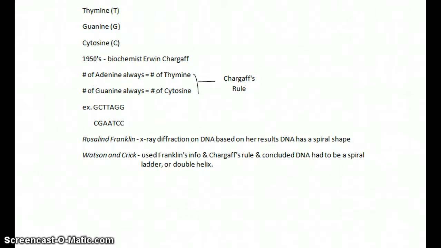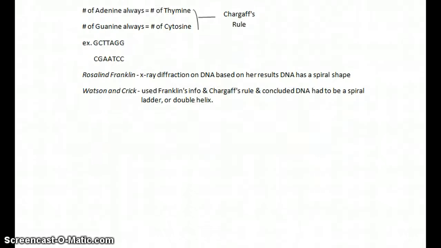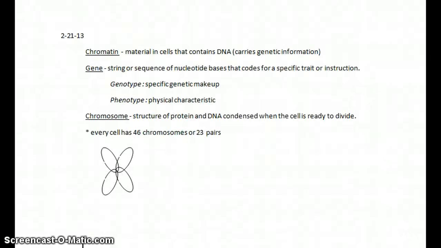Rosalind Franklin did X-ray diffraction on DNA. Based on her results, DNA has a spiral shape. Watson and Crick used Franklin's info and Chargaff's rule and concluded DNA has to be a spiral ladder, or a double helix.